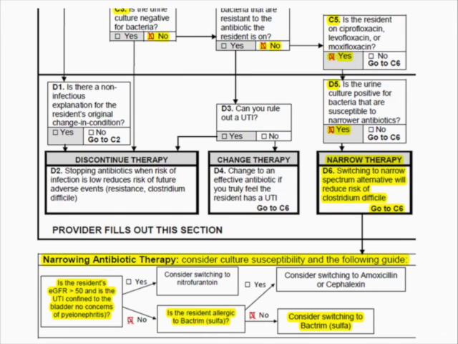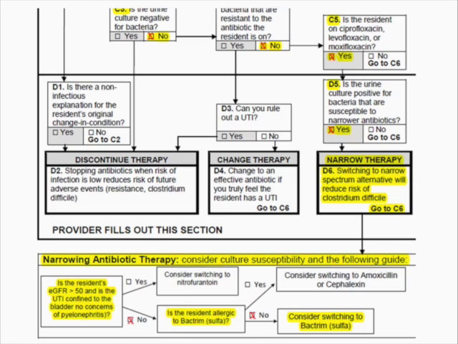Picking up again at narrowing therapy, box D6 on the right side. Following the arrow after D6 directs us to the section titled Narrow Antibiotic Therapy, below Section D. The provider considers changing the current order for Cipro, a broad-spectrum antibiotic, to a narrower-spectrum antibiotic, taking into consideration the culture sensitivity report and this guide listed on the Antibiotic Review Form.